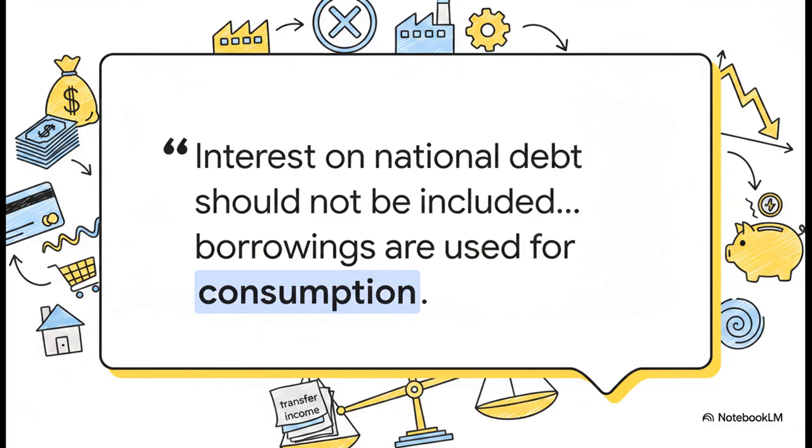Remember, in national income accounting, we only want to measure payments that reflect the current flow of goods and services. Because the standard textbook convention assumes government borrowing is mostly channeled into immediate consumption or administrative upkeep, the interest paid on that debt is treated purely as a transfer income. It just transfers wealth from taxpayers to bondholders without actually generating any new tangible production in the current year.